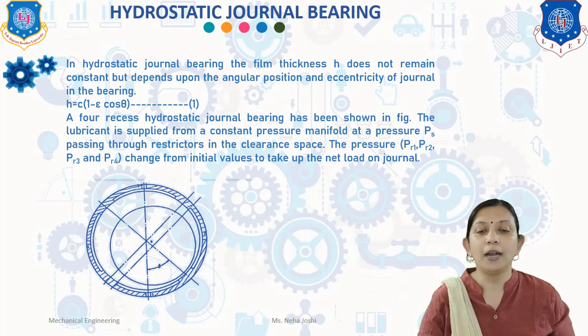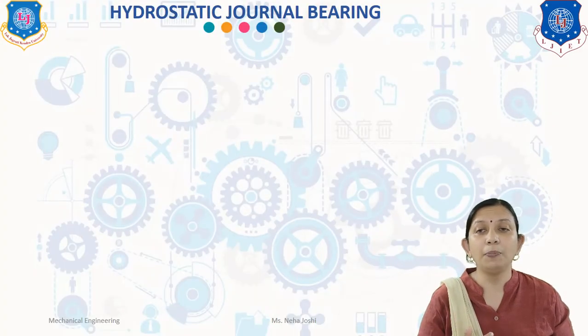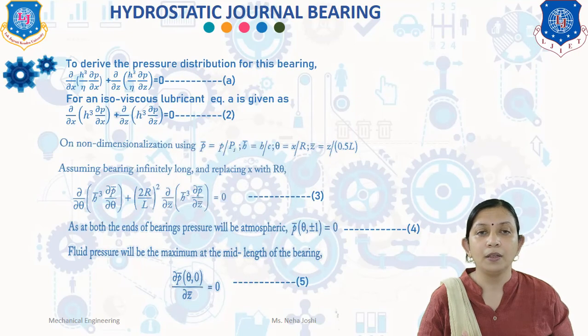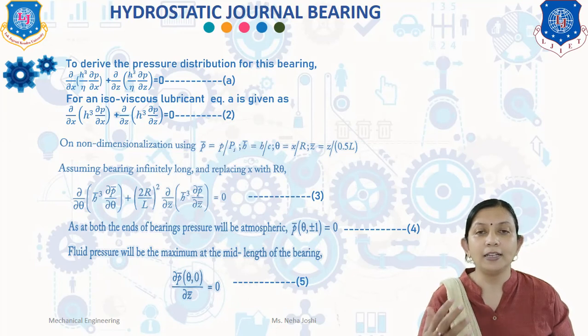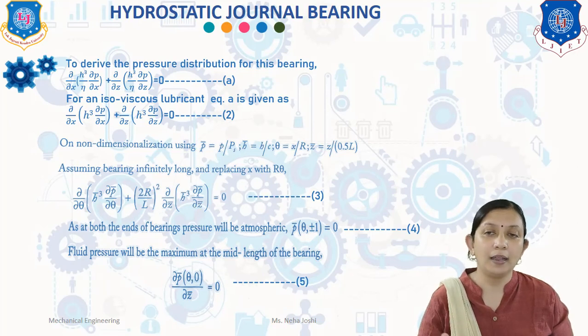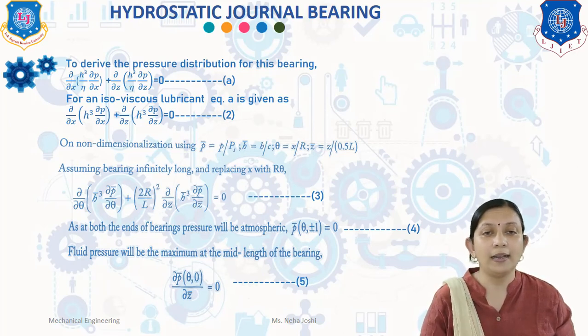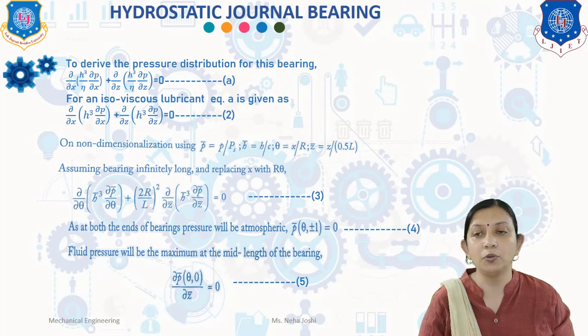The lubricant is supplied from a constant pressure manifold at a pressure Ps, passing through the restrictor into the clearance space. The pressures Pr1, Pr2, Pr3 and Pr4 change from their initial values to take up the net load on the journal. Now to derive the pressure distribution for this bearing, take the equation ∂/∂x (h³/η ∂p/∂x) + ∂/∂z (h³/η ∂p/∂z) = 0. For an isoviscous lubricant, the equation is given as ∂/∂x (h³ ∂p/∂x) + ∂/∂z (h³ ∂p/∂z) = 0.